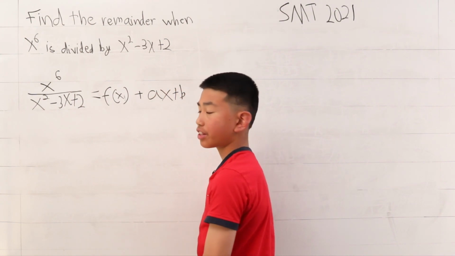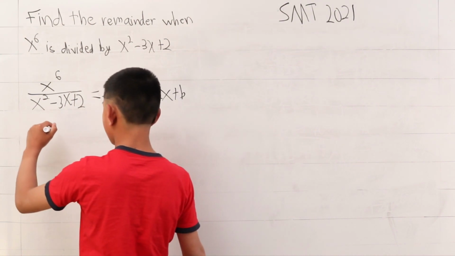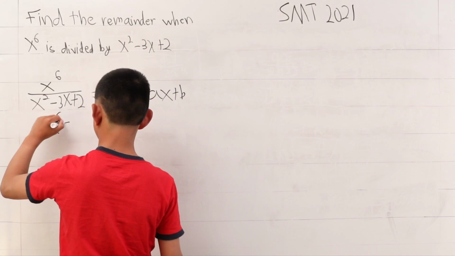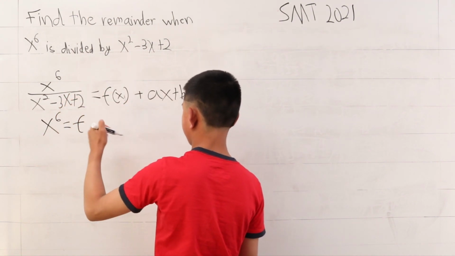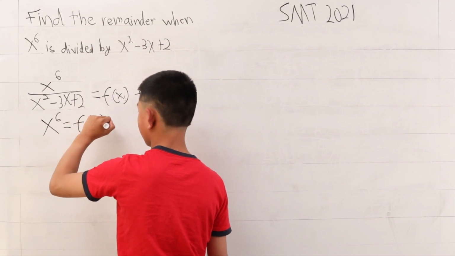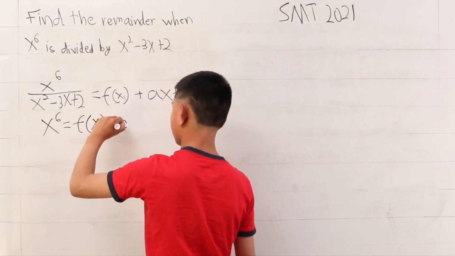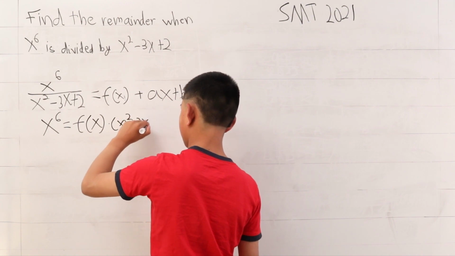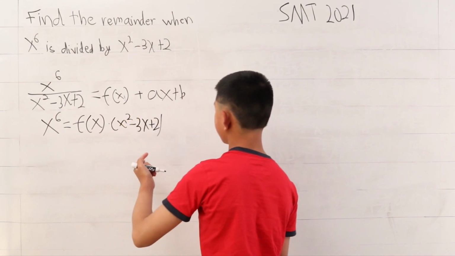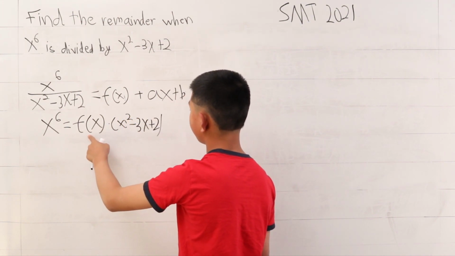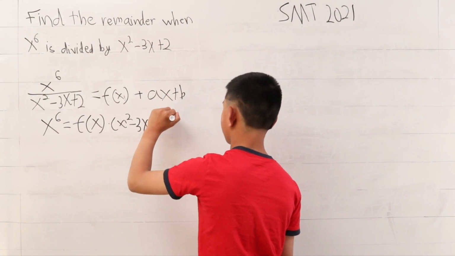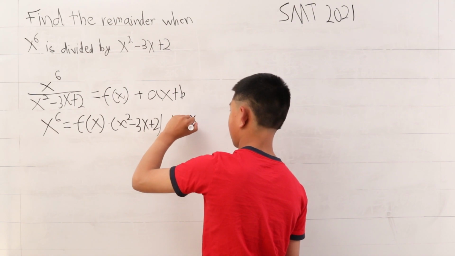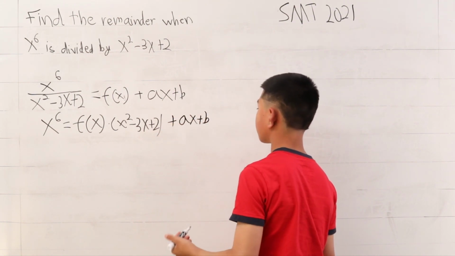So now we can make things a little more clear. X to the power of 6 is equal to f of x, since we multiply this here, times x squared minus 3x plus 2. Notice you only multiply it by the f of x, since you don't multiply it by the remainder. So this is still plus ax plus b.